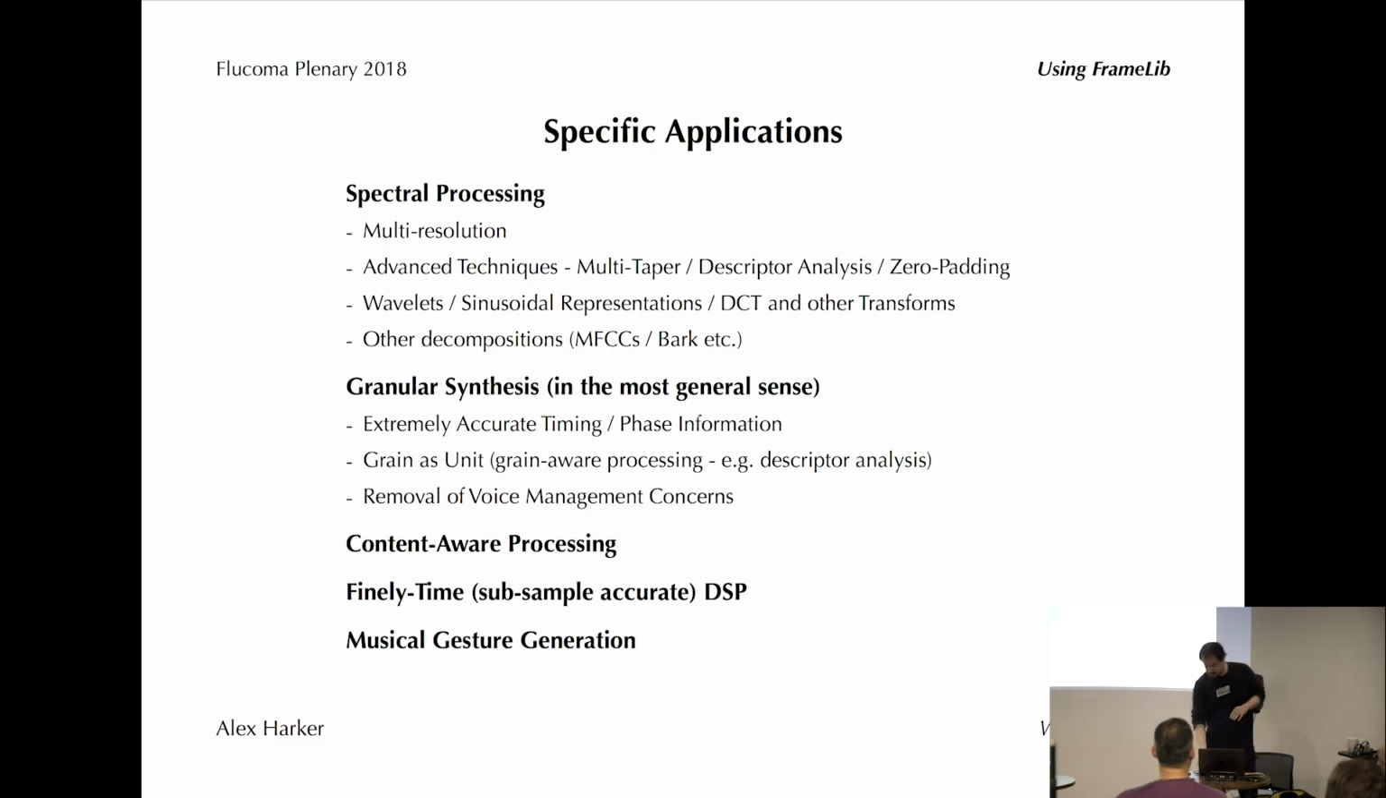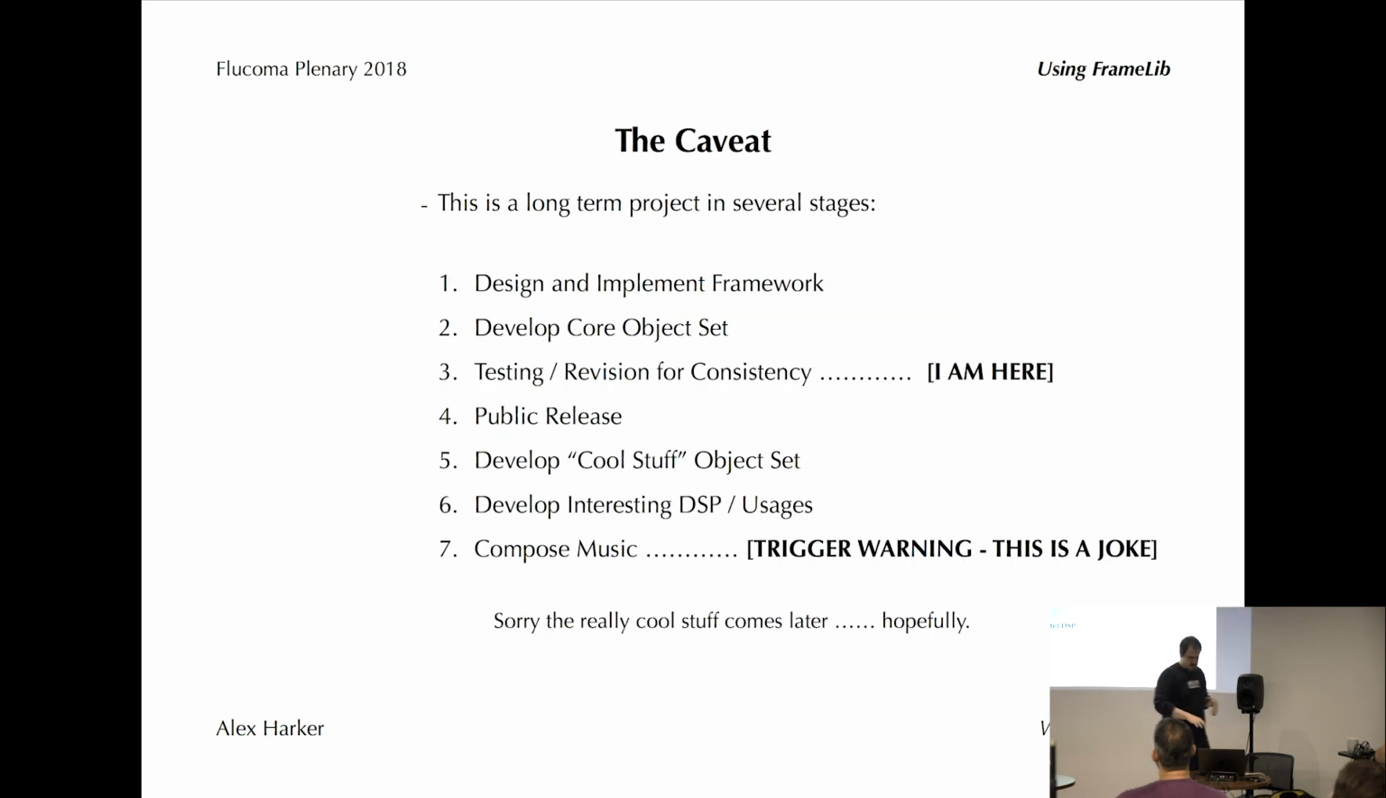So what's it for? A whole bunch of things. Things that I've wanted to do for ages, like multi-resolution FFTs. What if we could do stuff with wavelets in one of these programs that wasn't just, hey, I made a wavelet transform, and then it crashes, and you don't know how it works or what to do with it? Really accurate and precisely timed grain stuff, thinking about grain as a unit so I can do something with it later. I'll show hopefully an example of that. I don't really want to think about voice management. Maybe content-aware DSP, where DSP comes in and the processing knows something about what's going on within it. And this musical gesture time thing that I keep rabbiting on about.